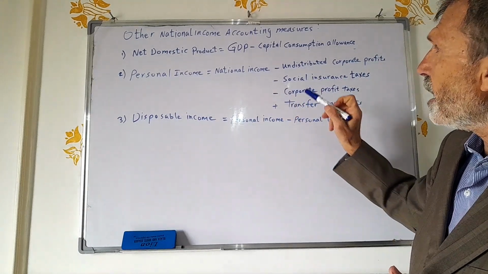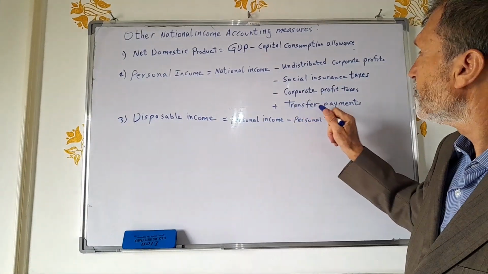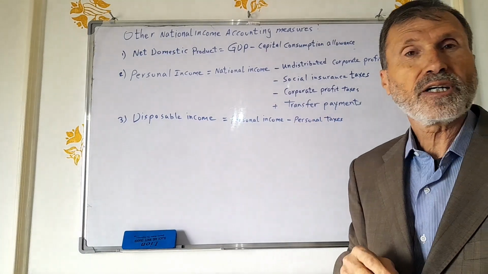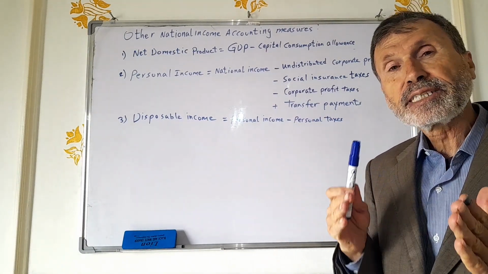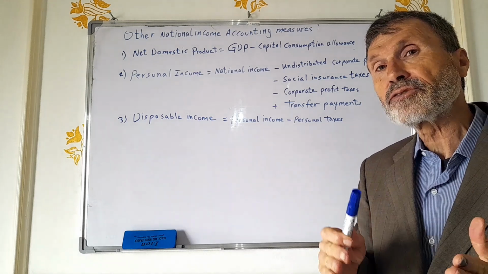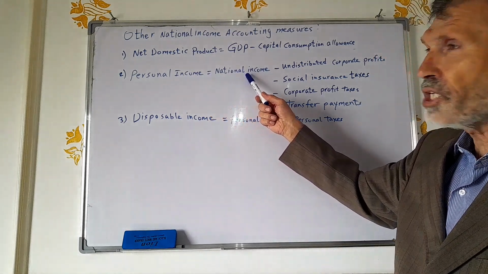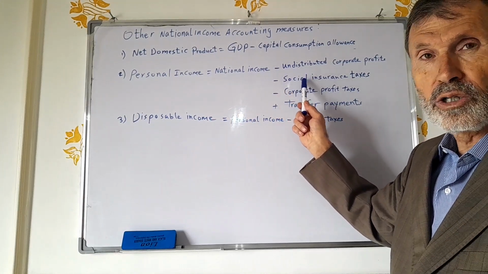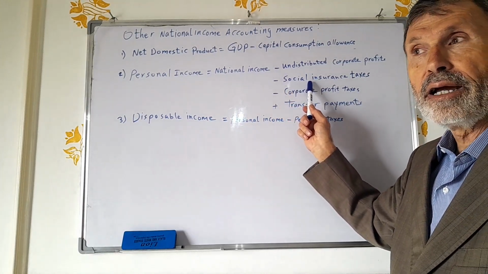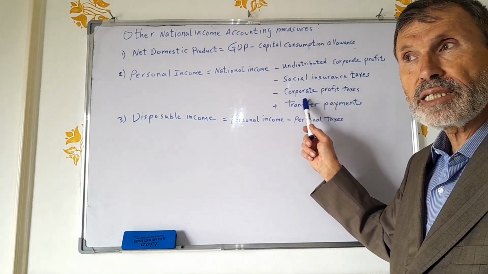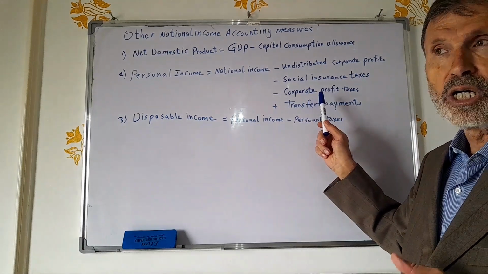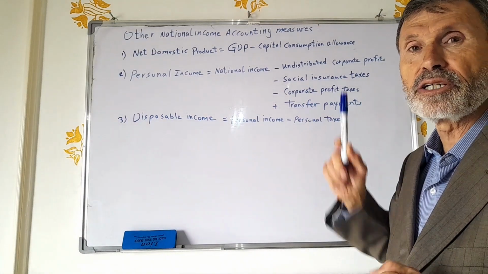But we have to add to national income transfer payments, because transfer payments are received income but not earned income. So personal income is equal to national income minus those incomes that are earned but not received, plus the transfer payments, which are received but not earned income.